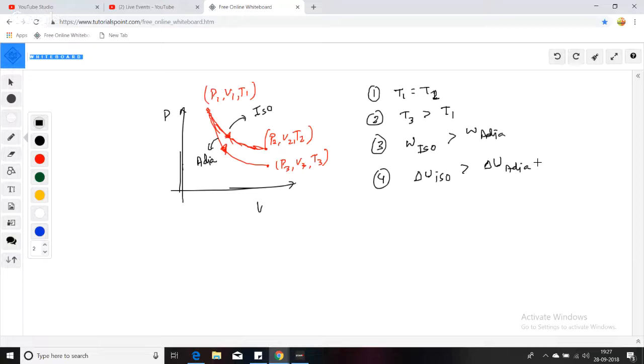Which temperature is different? You have to answer that. If it is an isothermal process, then the temperature must not be different. All are saying 1 and 3. One is very clear, right? Because the process is isothermal, obviously T1 is equal to T2 is correct.